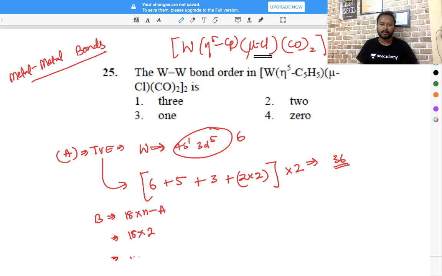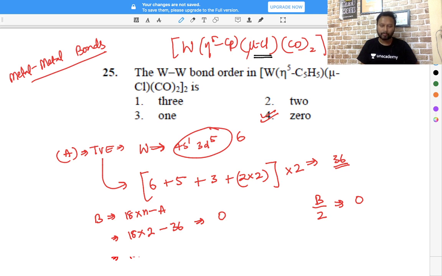Okay, so 18 into 2 minus A, which is 36. So how much are you going to get? 18 into 2 is 36, and 36 minus 36 is going to give you 0. And B upon 2 gives you the number of metal bonds. So since you got 0, 0 upon 2 is obviously going to give you 0. So the number of metal bonds is 0. So option 4th is going to be the correct one, I think. Okay, so this is how this should be done.